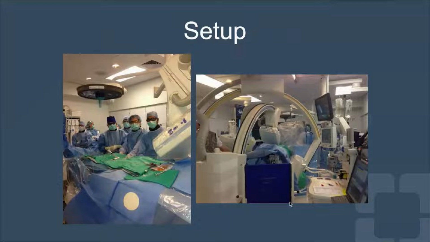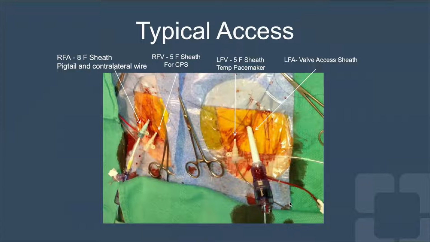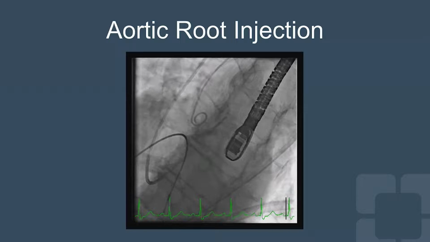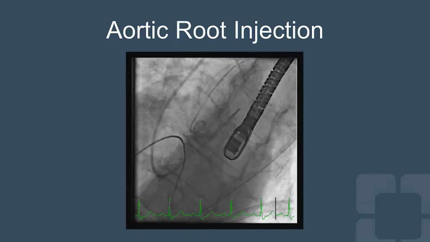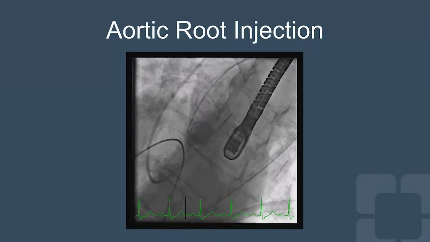Cases are done in a hybrid suite with the presence of both a surgeon and a cardiologist. And this is the typical setup. The device is inserted through a femoral arterial sheath. We have a second arterial sheath placed for a pigtail and a contralateral wire, and we also have venous access for ventricular pacing. We can insert a pacemaker wire through the venous access to pace the heart so that the valve doesn't get ejected. To perform the TAVR, we first perform an aortic root injection. This gives us a good idea where the annulus is, as well as where the coronary buttons are.